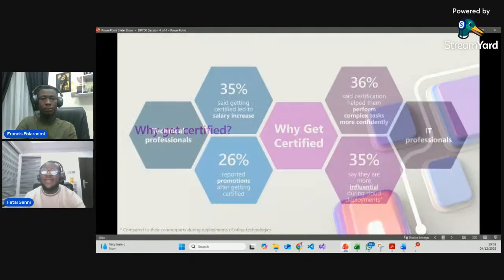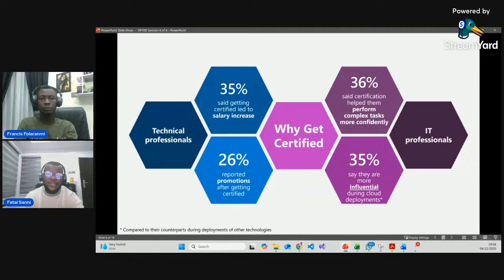Okay, so why should we even get certified at all? This is a very important question that we need to ask ourselves. Getting this certification is not just about posting our badge or certification on LinkedIn to say, oh, we got certified for DP-600 or DP-700 as either a Fabric Data Engineer Associate or a Fabric Analytics Engineer Associate. There are a lot of things we need to consider when we talk about why we should even get certified.